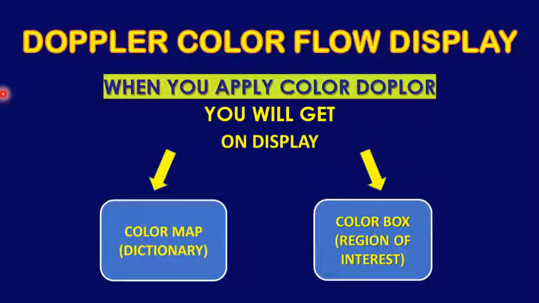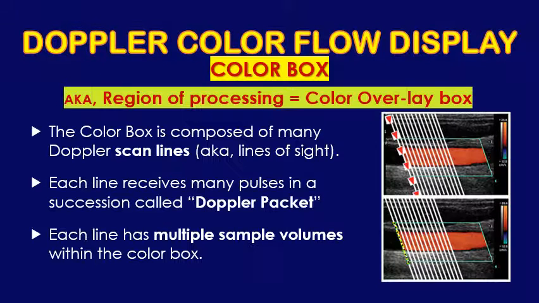So for color Doppler flow display, there are two things. We have a color map and a color box, as we see here, and we will discuss them one by one. So let's talk about the color box.